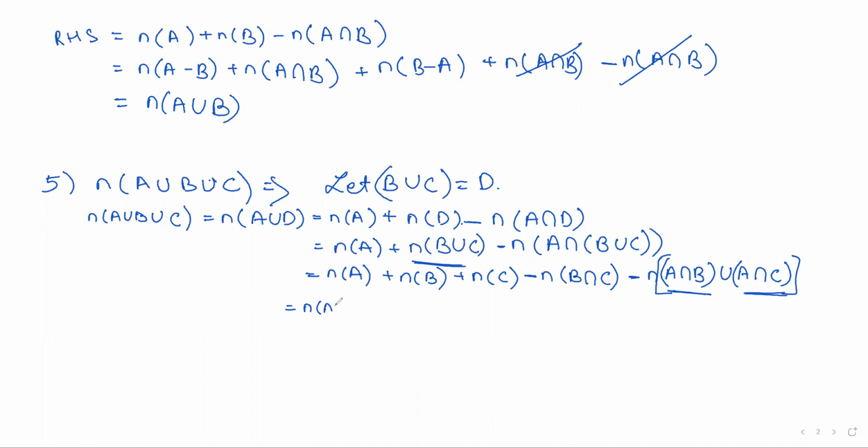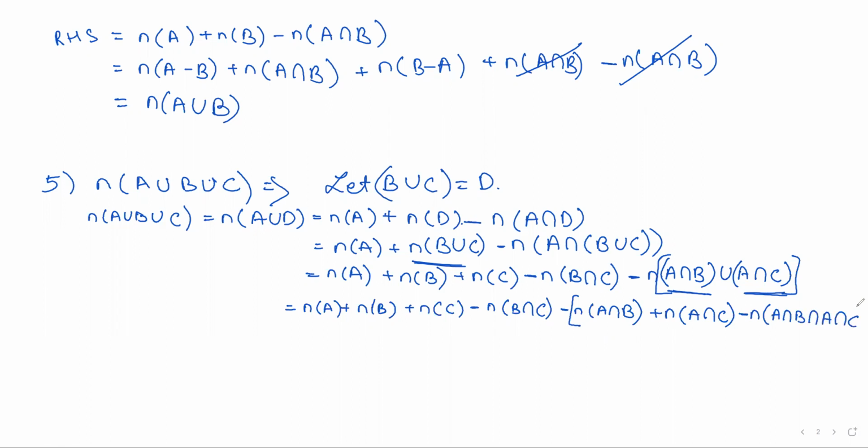So n of A plus n of B plus n of C, the rest of the terms as it is, minus n of B intersection C, minus first term n of A intersection B, plus second term n of A intersection C, minus n of A intersection B intersection A intersection C. Okay, so now we'll open the bracket, the rest of the terms as it is.